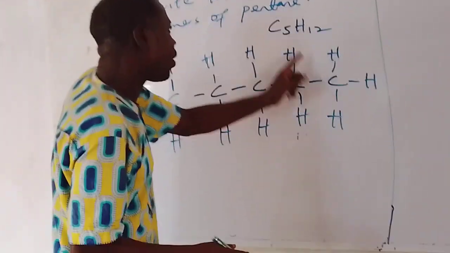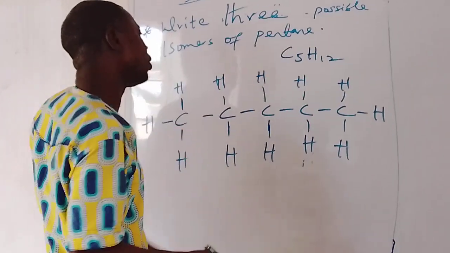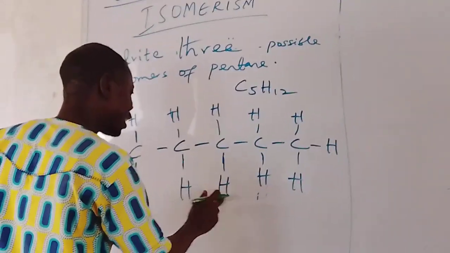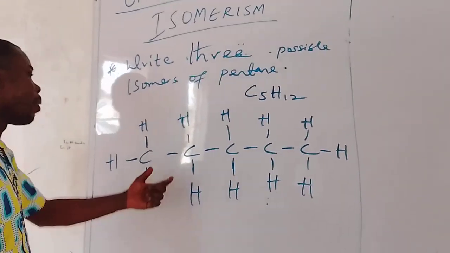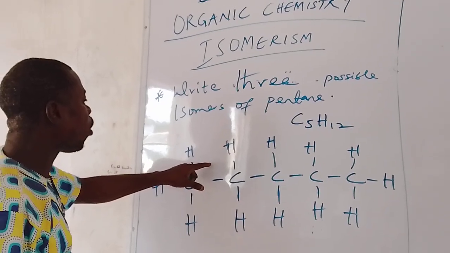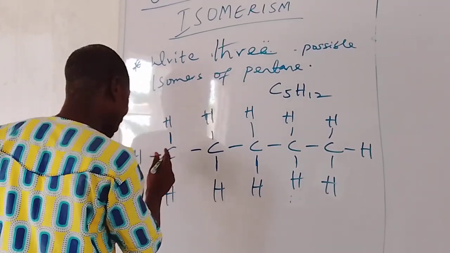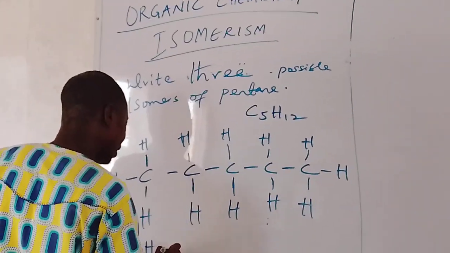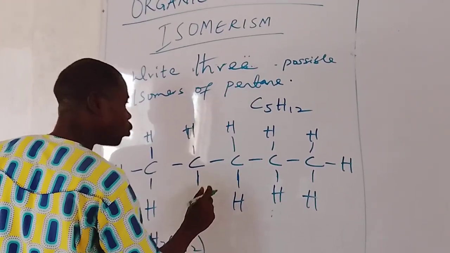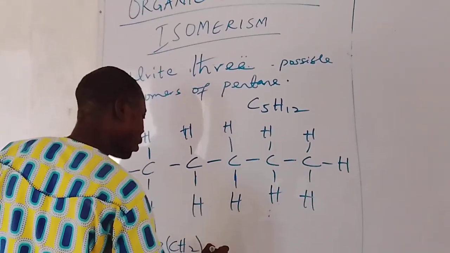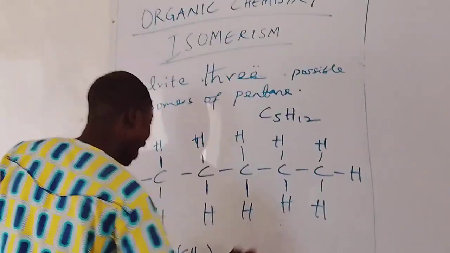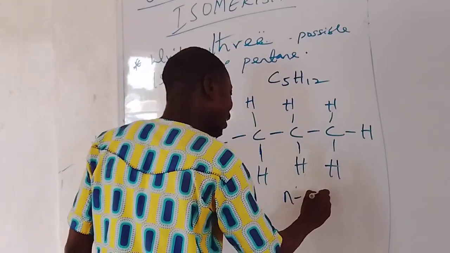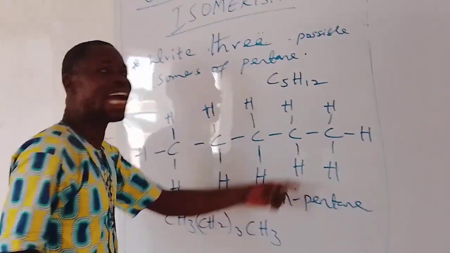Let's count: 1, 2, 3, 4, 5, 5 carbon. Let's check whether the number of hydrogen is complete: 1, 2, 3, 4, 5, 6, 7, 8, 9, 10, 11, 12. Yes, complete. Now, the next step is to write the structural formula of this original pentane. It is CH3, then three CH2, and the last carbon carries 3 hydrogen atoms. So this is the structural formula. This is n-pentane.